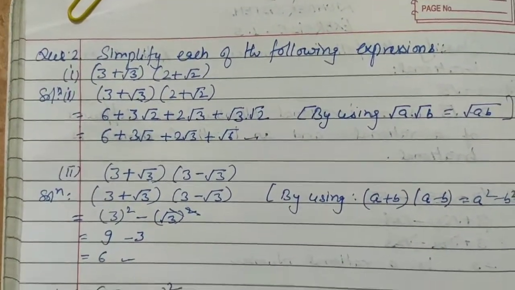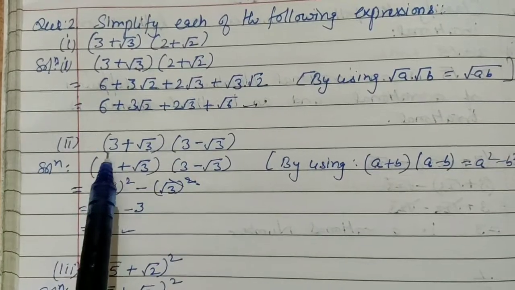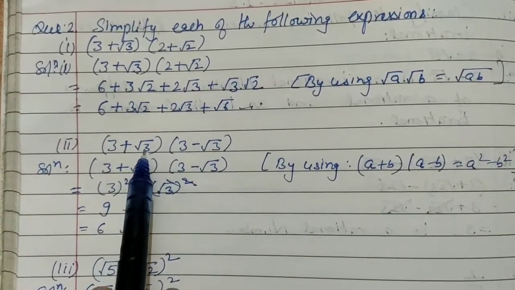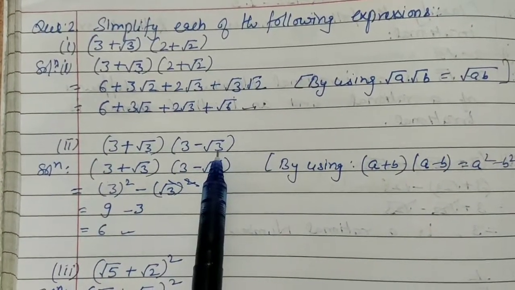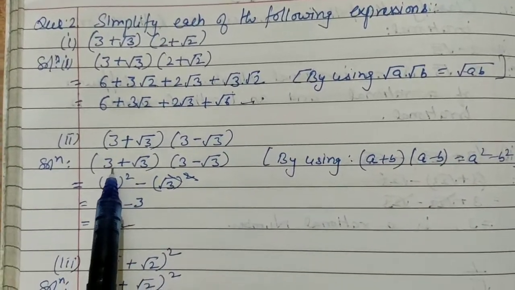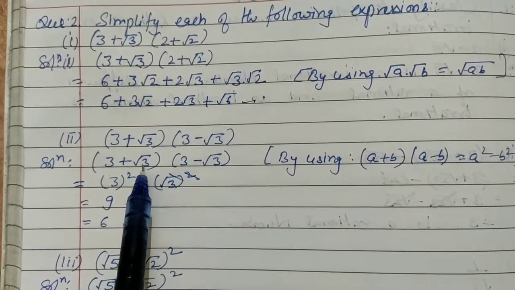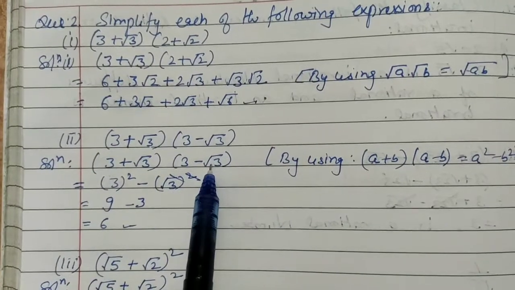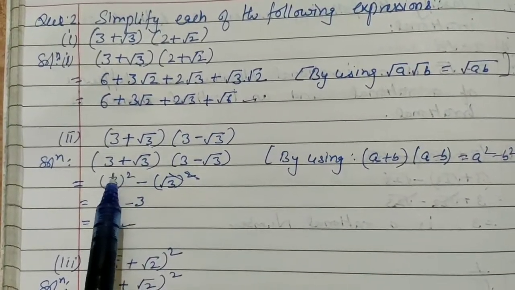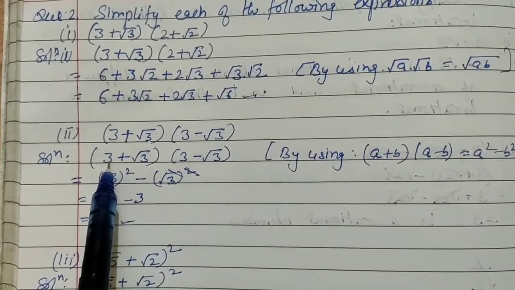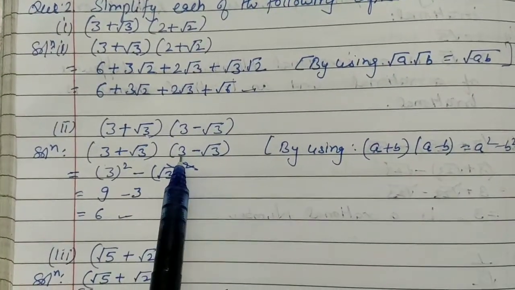Now proceed to part number 2. You can see the given expression is 3 plus under root 3 into 3 minus under root 3. So we have 3 plus under root 3 in the first factor and 3 minus under root 3 in the second factor. This is the given expression. Here you can see a is 3 and b is under root 3.